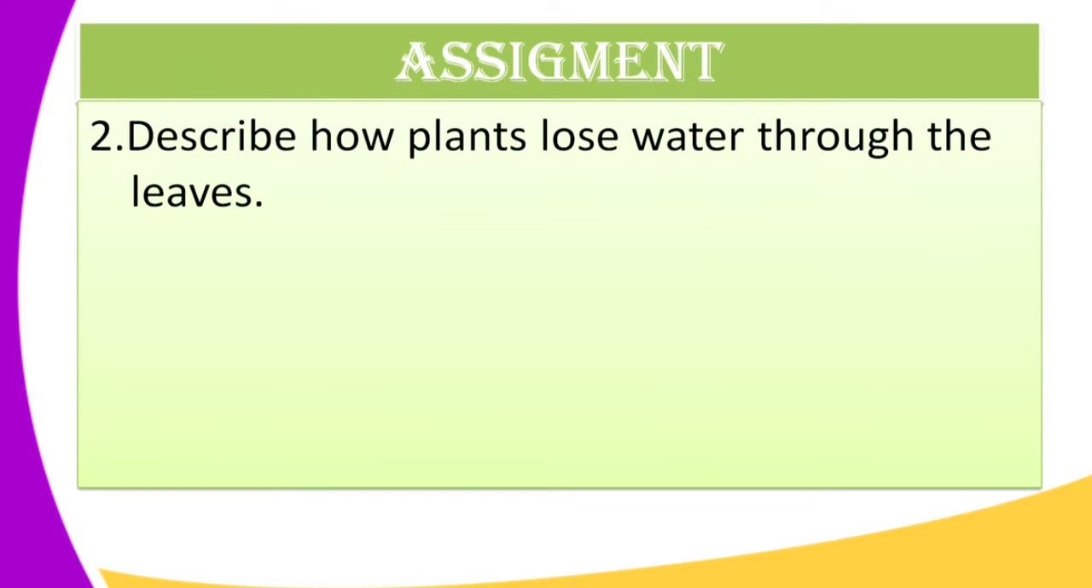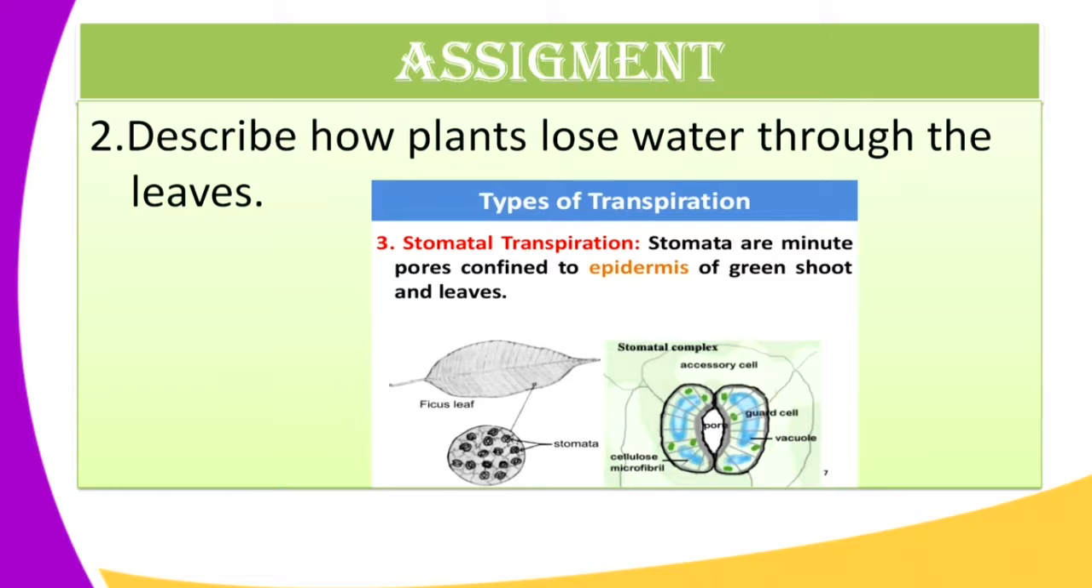The second question, describe how plants lose water through the leaves. So on the surface of the leaf, we have these openings that we call the stomata. So when the stomata open up, the water will evaporate. So the leaves lose more water through the stomata. So when the openings of the stomata open up, it means that there will be more loss of water.